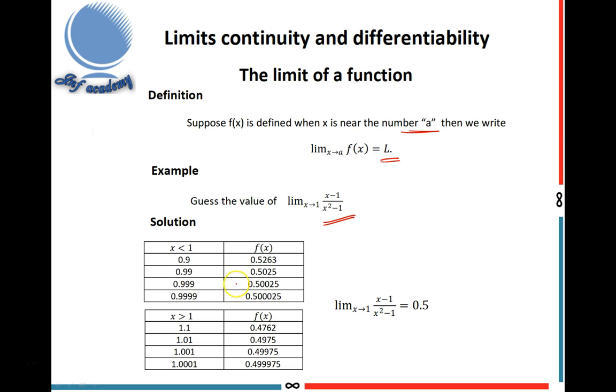Now come to the table. The table gives the values of f of x for the values of x that approach 1 but are not equal to 1. The first table gives the x less than 1 values, 0.9, 0.99; for 0.9 we get 0.5263, etc. And the second table gives the x greater than 1 values. All the values are nearest to 0.5. So by using the values in the table, we guess limit x tends to 1, x minus 1 by x square minus 1 equal to 0.5. This is the definition of limit of the function and one example.